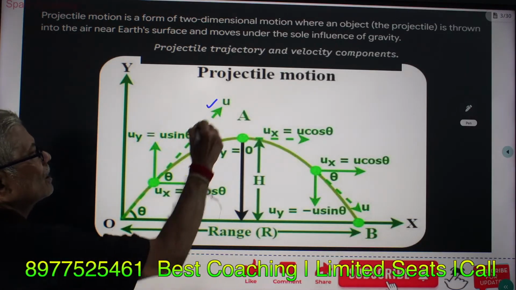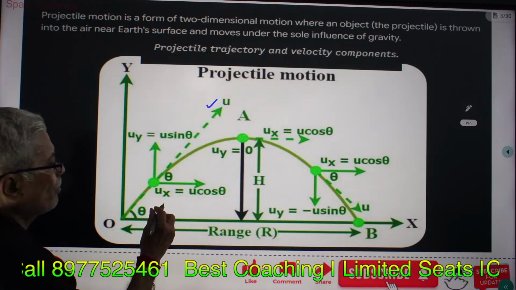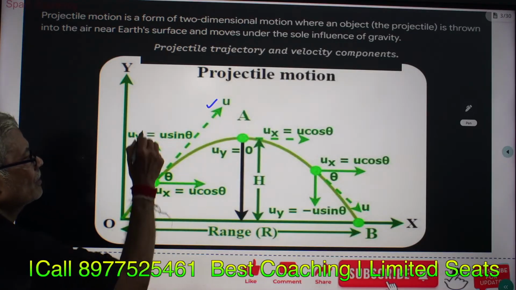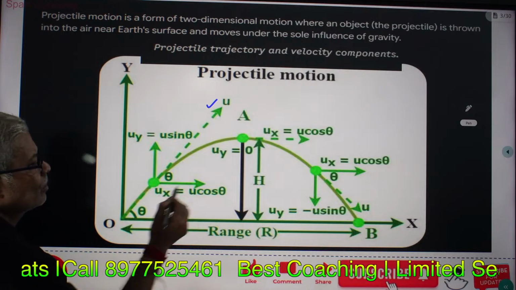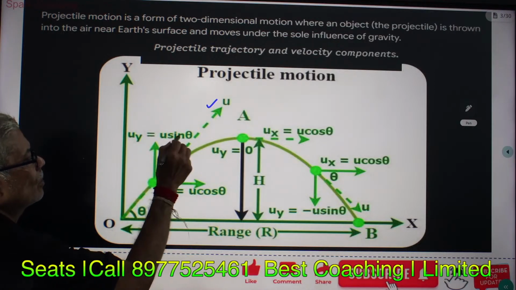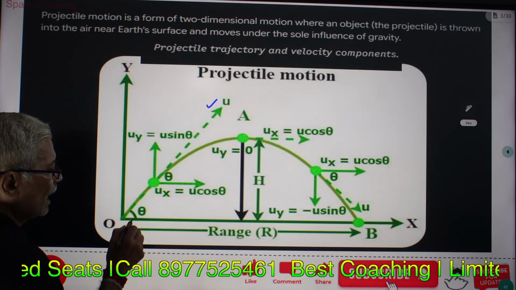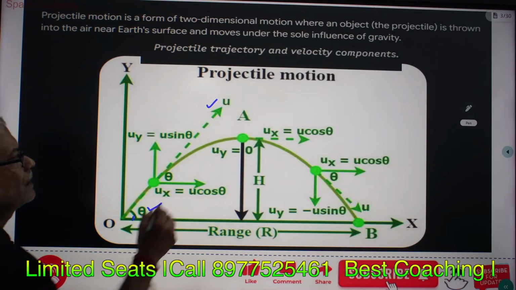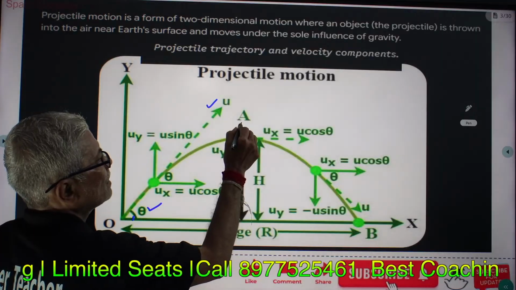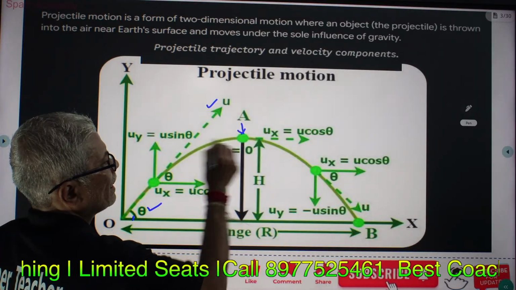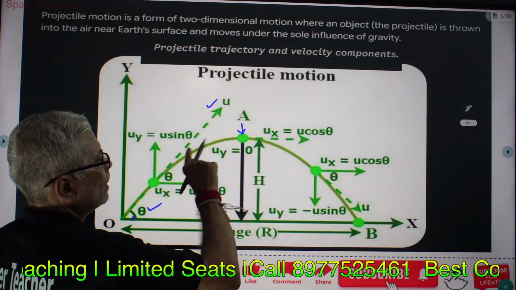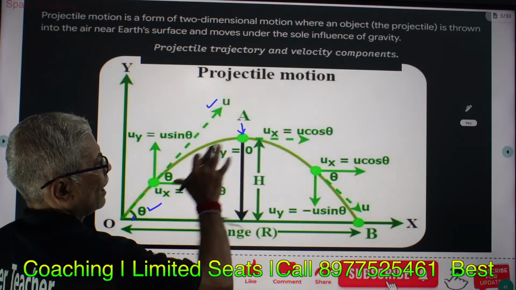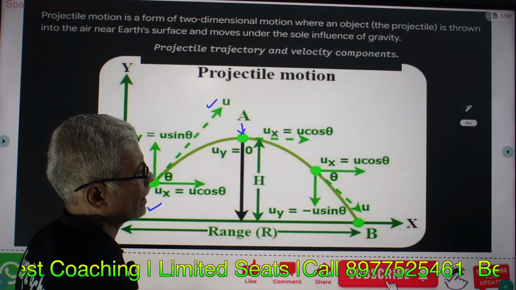So this velocity u is resolved into two components, one horizontal and one vertical. ux = u cos theta, uy = u sin theta. This is the angle at which the projectile is thrown, and this is the maximum point. A is the maximum point it reaches. Then the same trajectory is followed in the opposite direction.